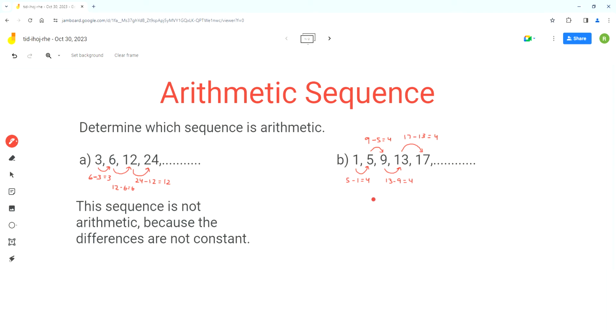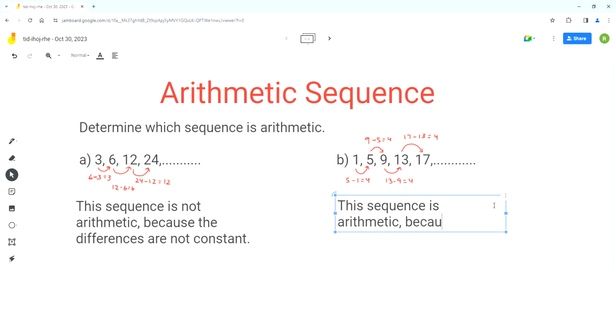Now in this kind of problem, we should calculate this difference for all given terms to make sure the difference is the same throughout the given terms in the sequence. We should not just stop at doing the calculation for the first two and the next two terms. We should do it for all the given terms in the sequence. This is something you have to understand and memorize. So based on this outcome, we can conclude this sequence is arithmetic because the differences are constant.